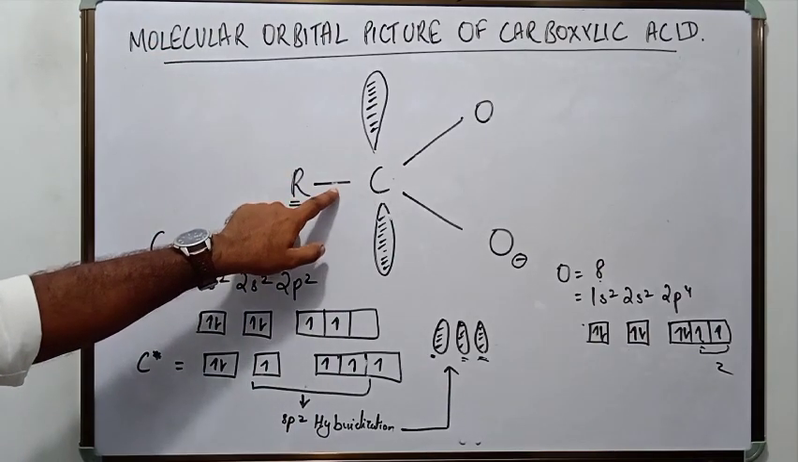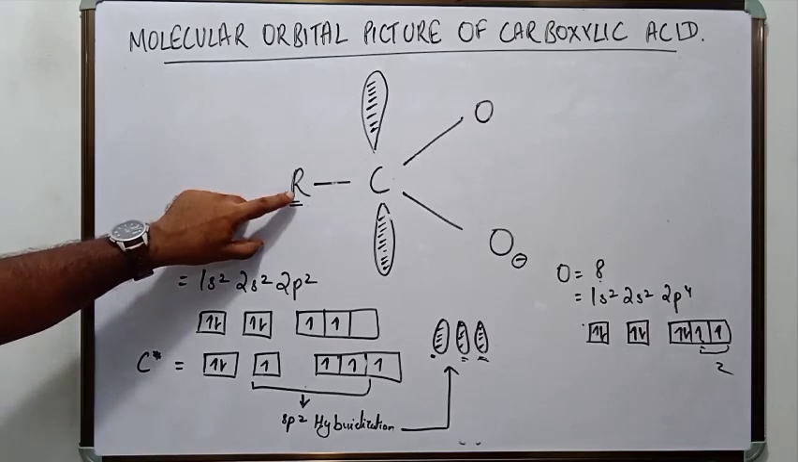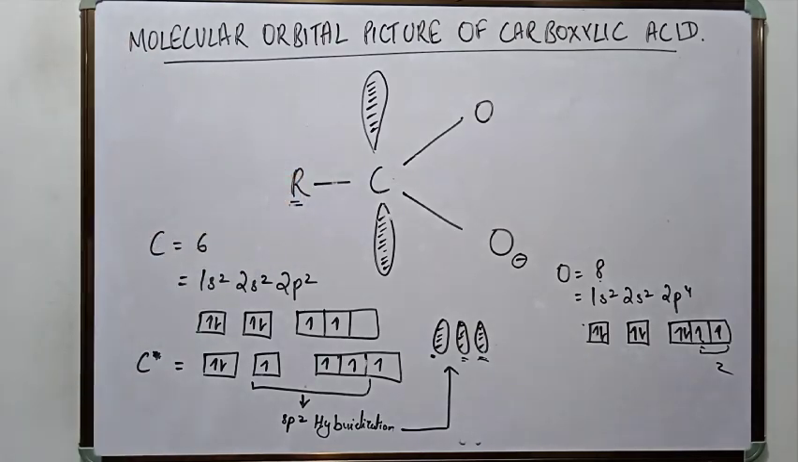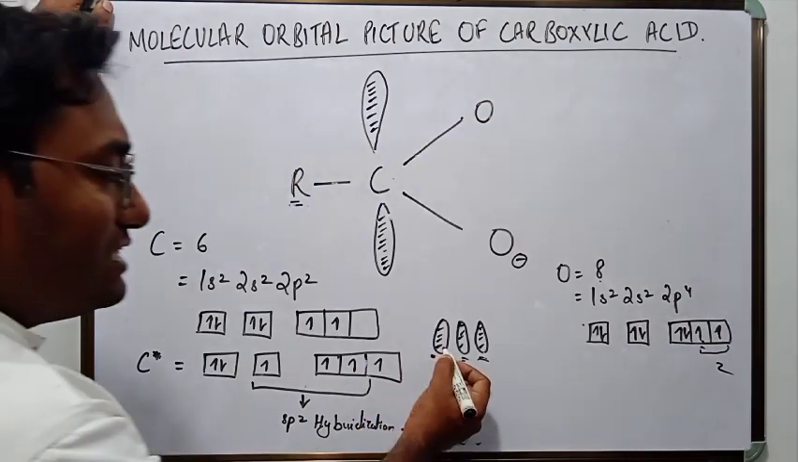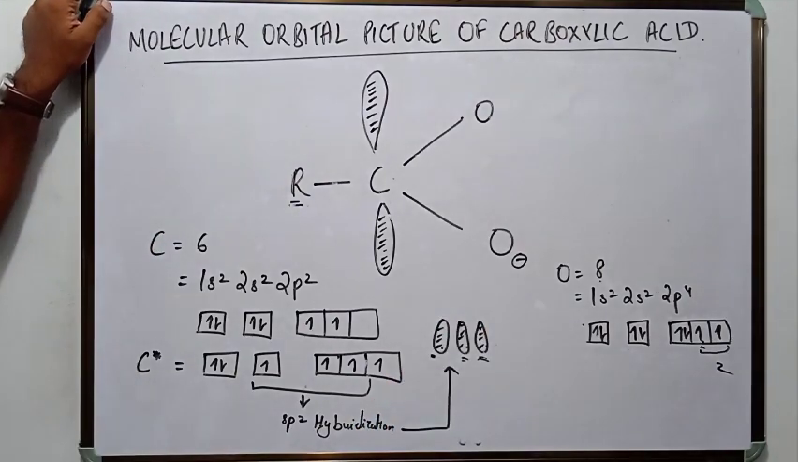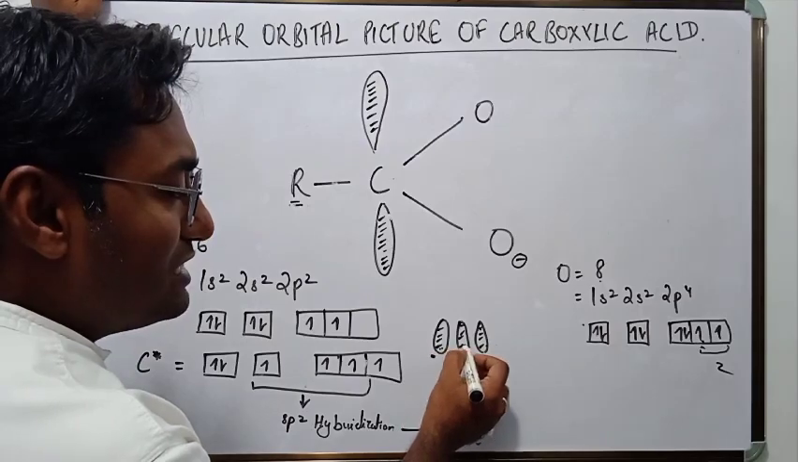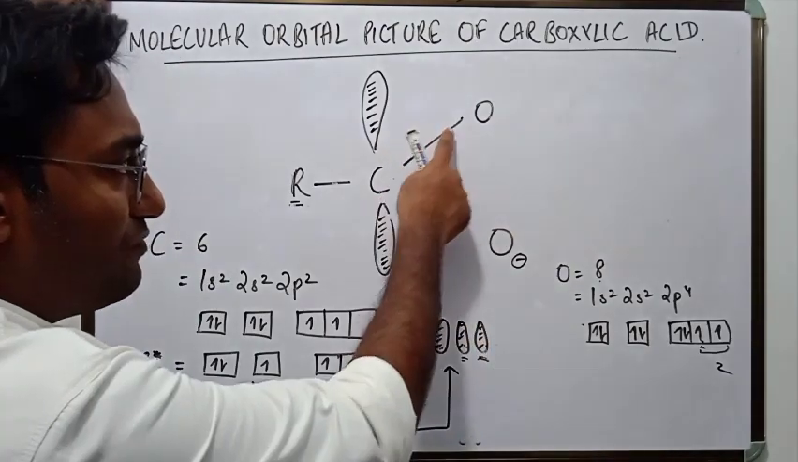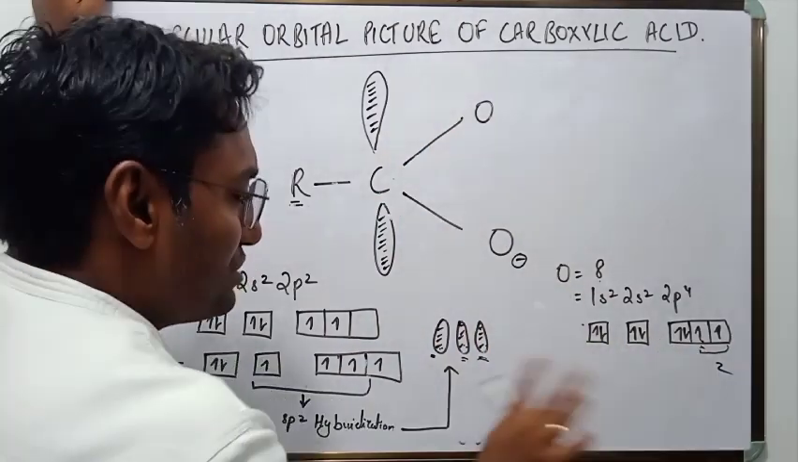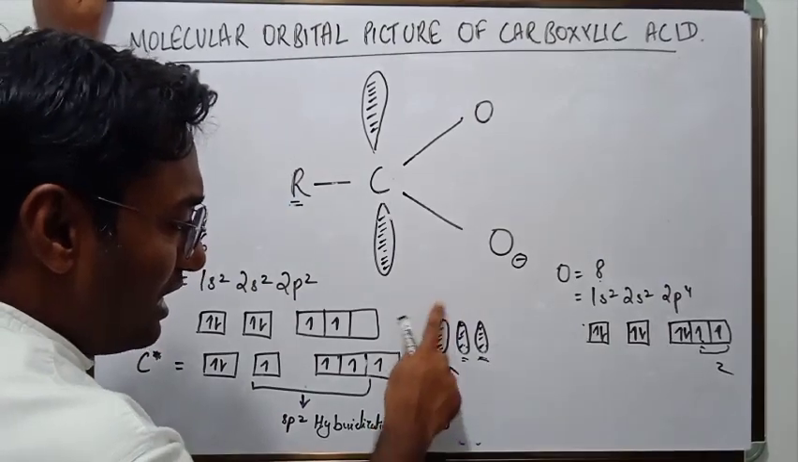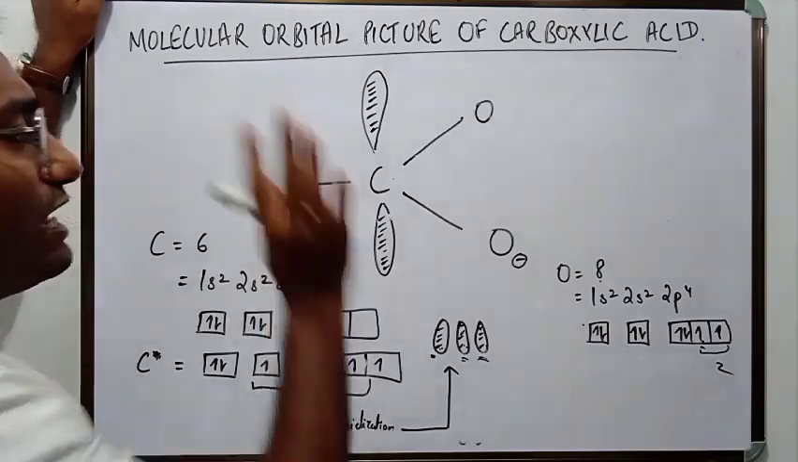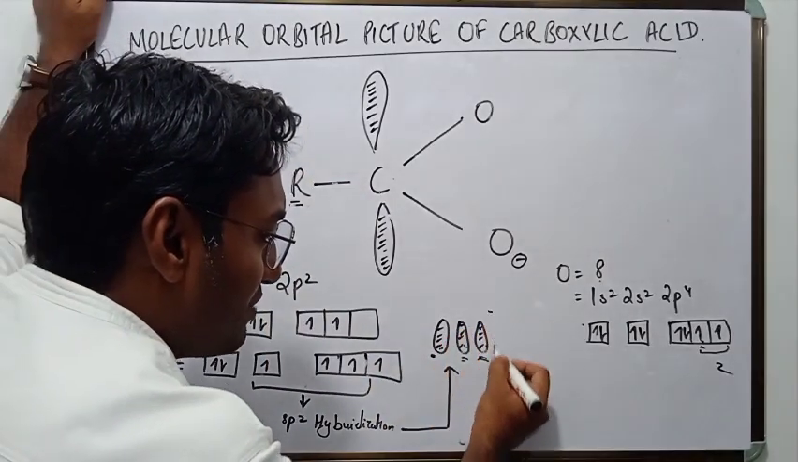The third sp2 hybrid orbital overlaps with the sp3 hybrid orbital of the alkyl group. So all these three orbitals are occupied. Correct? I have accounted for all three hybrid orbitals. Two of these hybrid orbitals overlap with the py orbitals of the two oxygens. The third sp2 orbital overlaps with the sp3 orbital of the alkyl group.